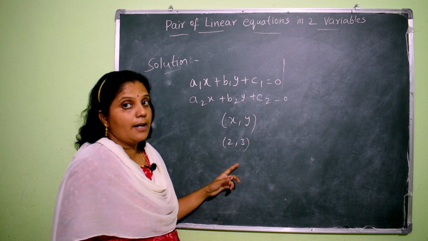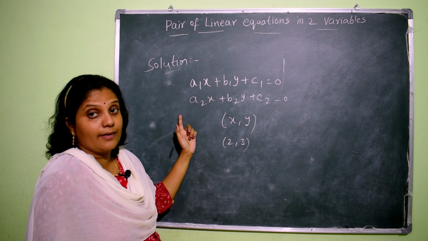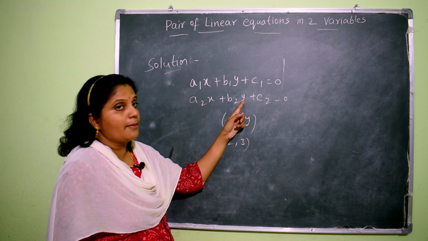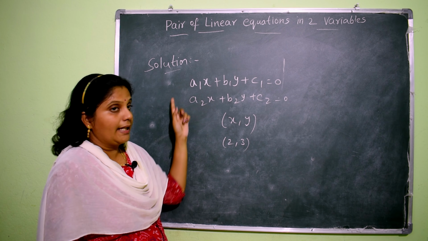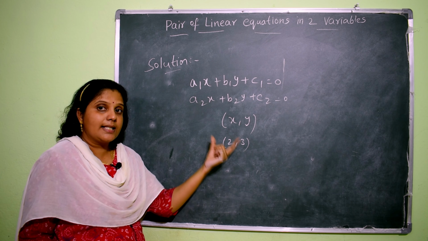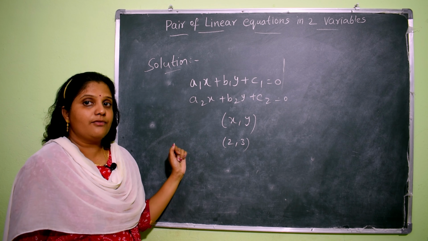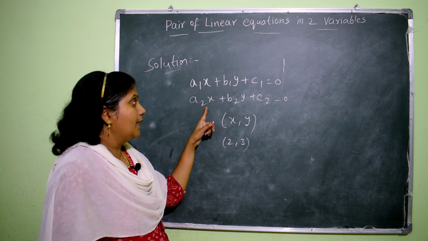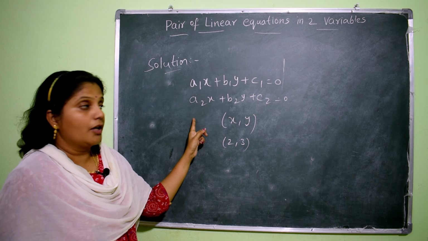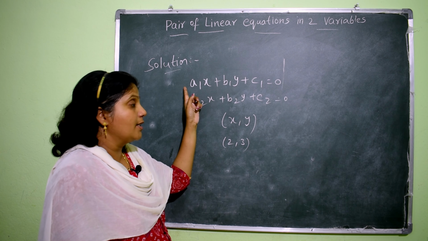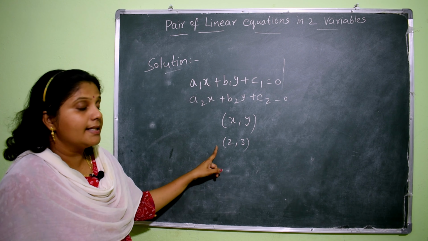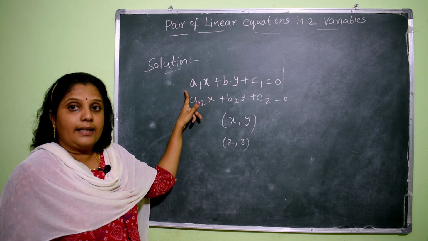So if some pair of values, suppose let us assume 2 comma 3, is going to satisfy these two equations, means when we put 2 in the place of x and 3 in the place of y in both equations, if we get the answer as 0, then we can say that this is the solution of these two pair of simultaneous linear equations.